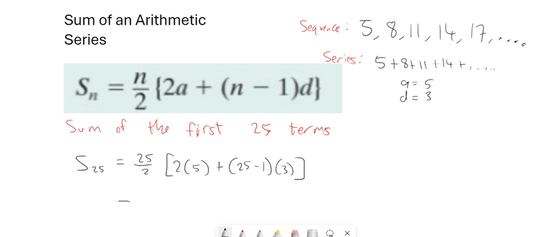And then you just put that into the formula, and that works out the sum of the first 25 terms in that sequence or the series. So we get 1, 1, 0, 0 there. So if I was to take all of the first 25 terms in that sequence, add them all together, I should get 1, 1, 0, 0.